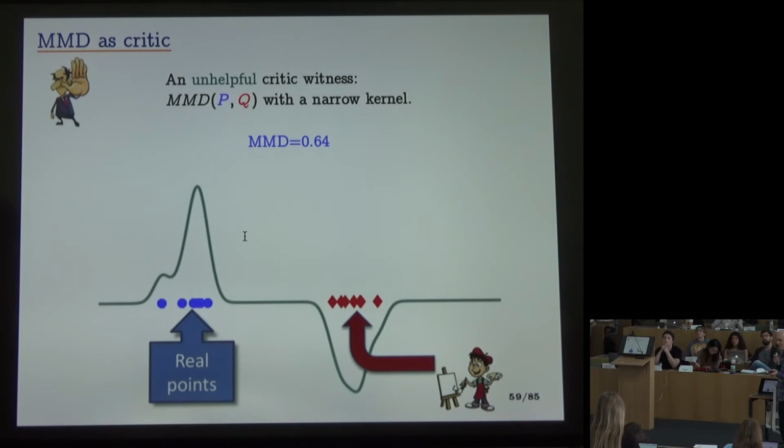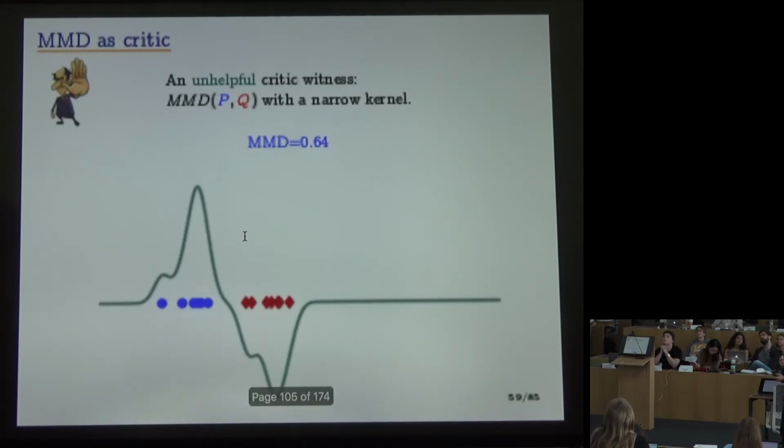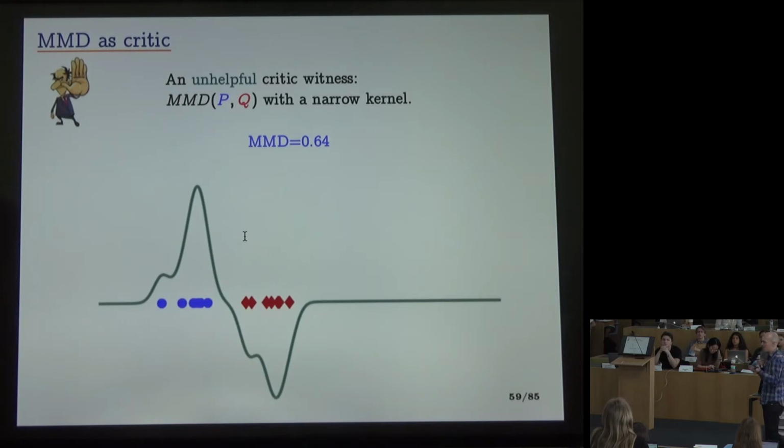This is a fantastic critic. This has amazing test power, because it can distinguish red from blue very reliably. But it's a terrible critic for training because it's too good, because all it does is yell no at you every time. And it's right, because the red sample and the blue sample are from different distributions. So from a statistical testing viewpoint, it's a great critic. From a training viewpoint, it's a terrible critic.